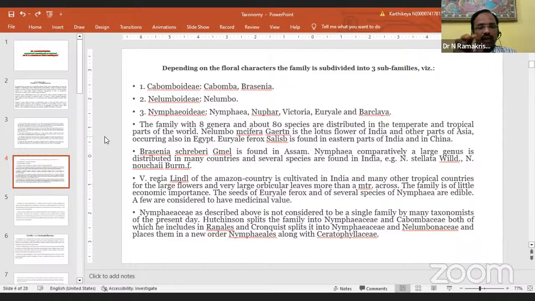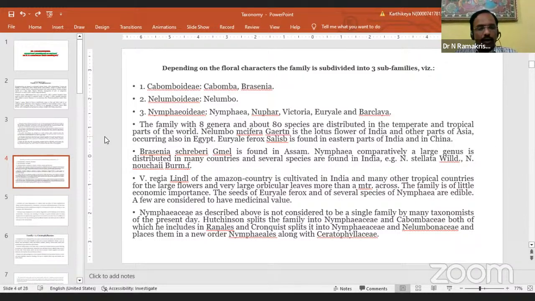Hutchinson gave the name Graminae, so instead of Graminae, it is Poaceae. The main characters of the order are annuals or perennials, herbs with cylindrical, hollow internodes, sheathing leaf bases, with a typical spikelet inflorescence.